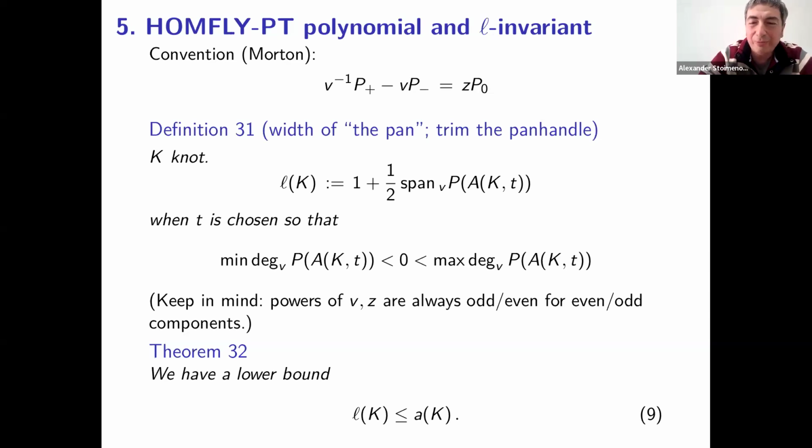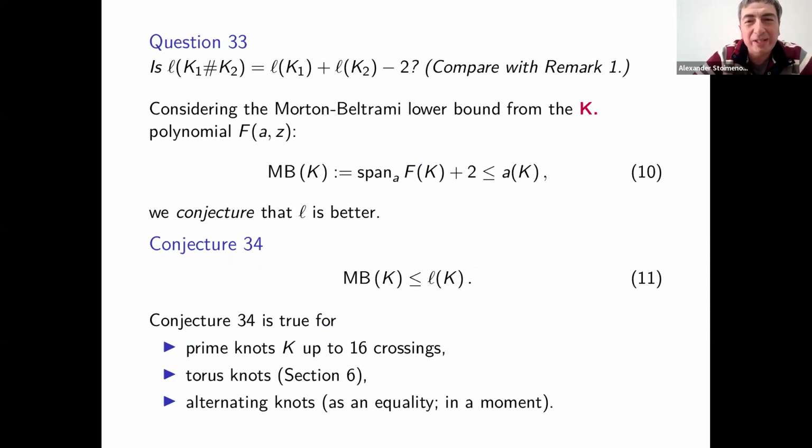And this number gives a lower bound for the arc index. And we do not know whether it behaves well with respect to connected sum like the arc index. Thus, we expect this to be the case, but we cannot prove it. But we can compare this bound to the Morton-Beltrami bound, which is the span of the Kauffman polynomial plus 2. Okay, and there is evidence that our bound is generally better.